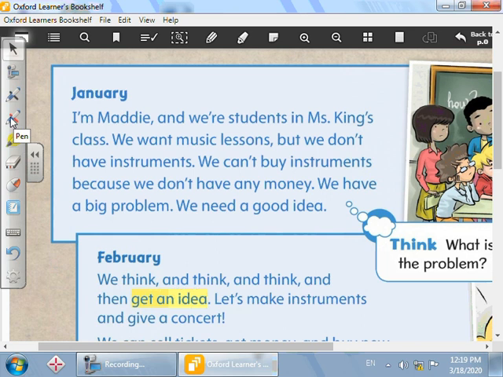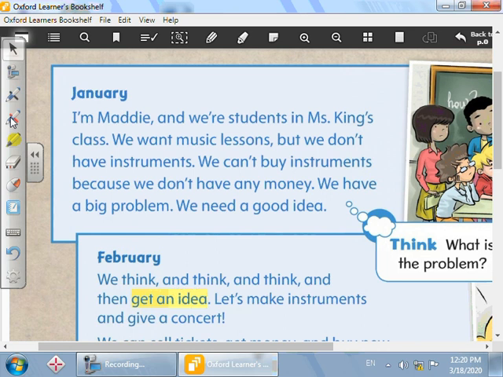So, who's talking here? Excellent. It's Maddie. Whose class is that? Super. It's Miss King's class. What do the students want? Exactly. They want music lessons. What is the problem? That they don't have money to buy musical instruments.